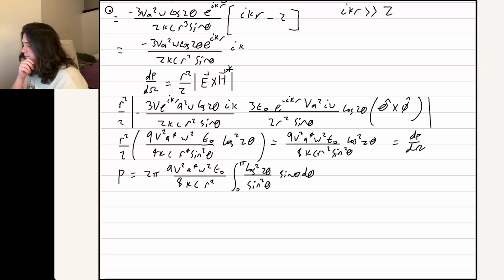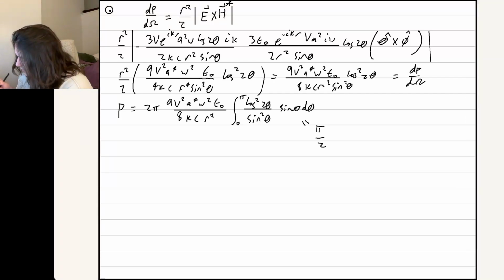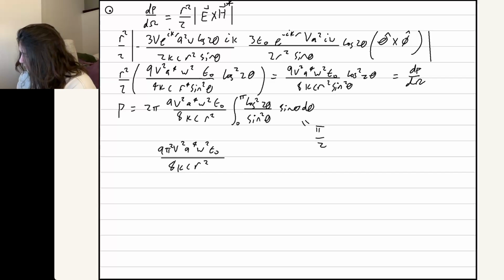And so without showing the integral, just saying that it evaluates to pi halves because I'm evil, you'll find that it is 9 pi v squared a fourth omega squared epsilon naught over, actually have pi squared here, and then 8kcr squared. That's going to be your total radiated power.